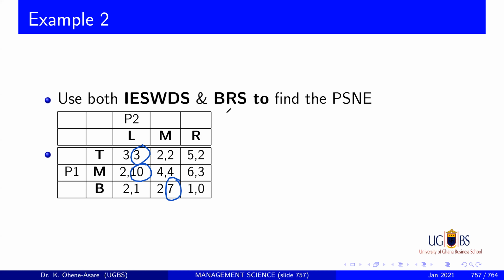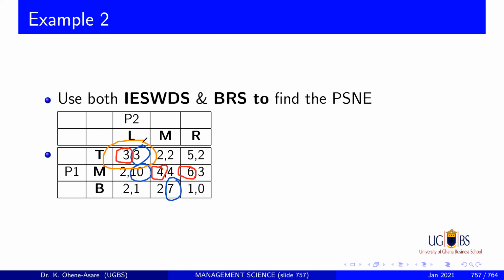Now let's go to player 2. If player 2 goes for L, take note, player 1 will go for 3. I missed it, I think. That's why I decided to do it. If player 2 goes for M, player 1 will go for 4. If player 2 goes for R, player 1 will go for 6. And so the best response approach is rather this.